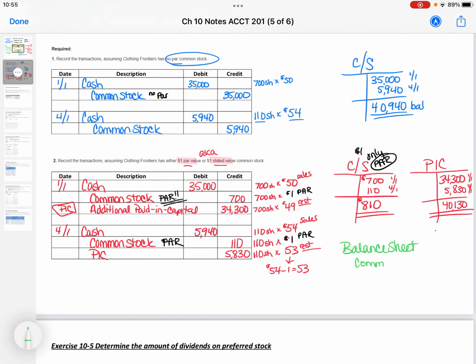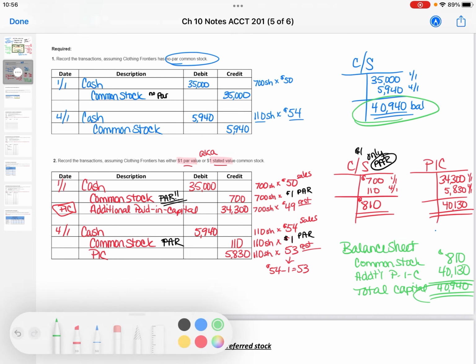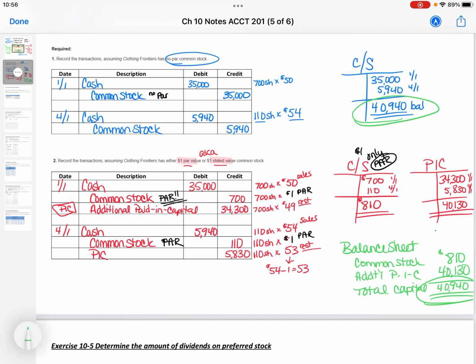I would write common stock, and I'd put the amount, $810, and then I would put additional paid in capital, or the PIC account, and I would put that $40,130, and when you add these up, it would be my total capital here of $40,940. See how that number still equals what it would have been without par, without any par value?